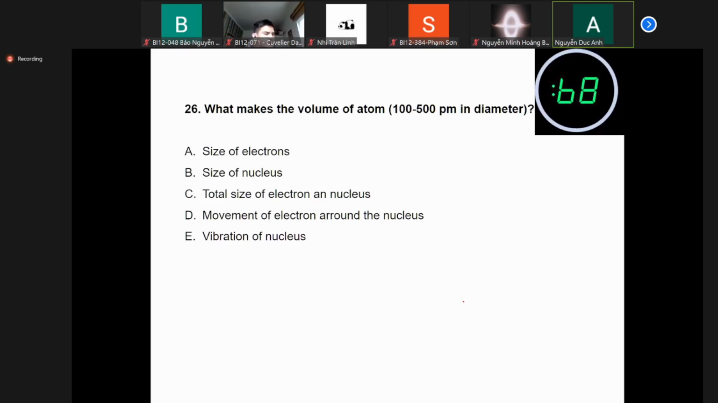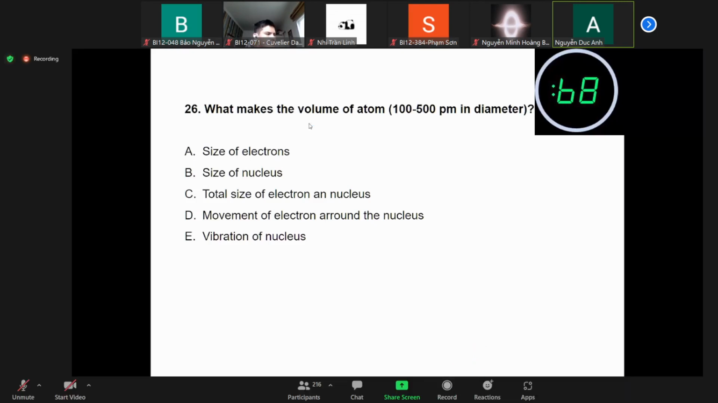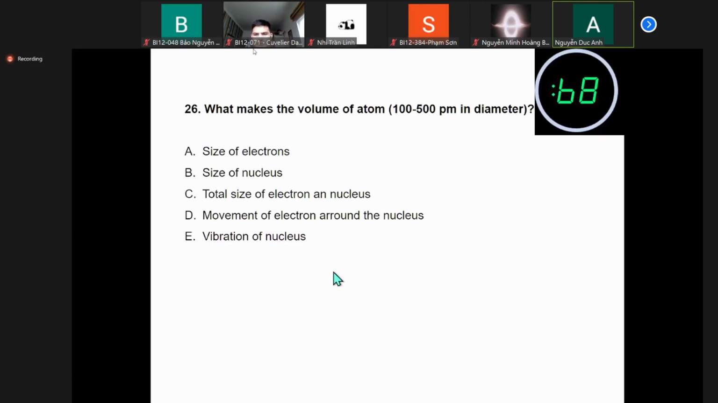I got a little trouble with Zoom. Just wait for me for a second. Do you still hear me? Yes, we do. Yes. Okay. Yes. Thank you.